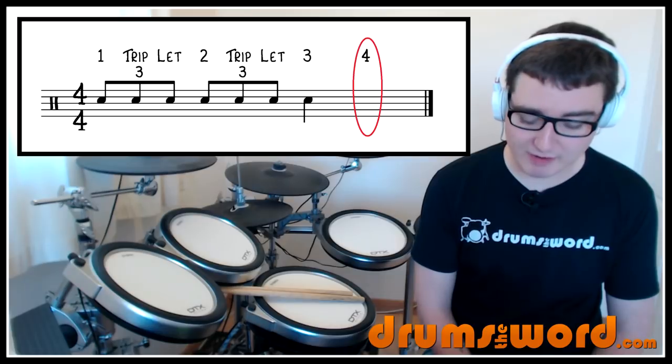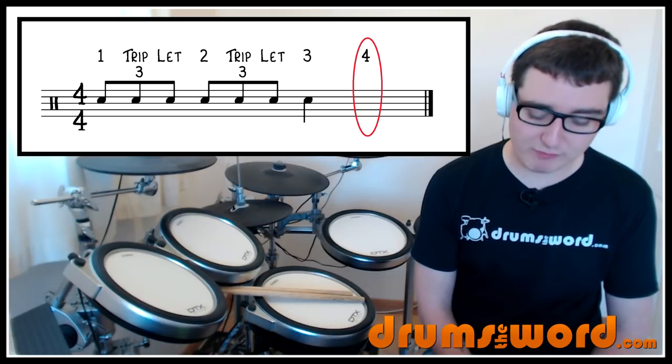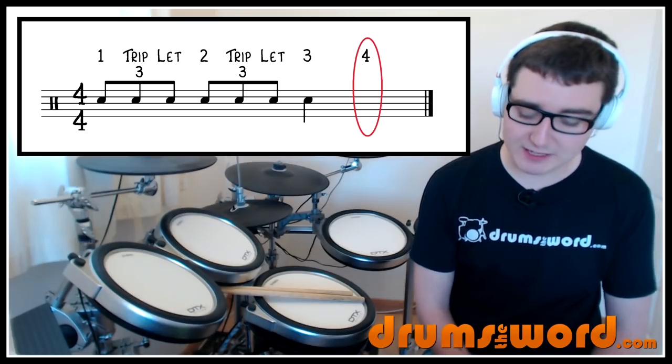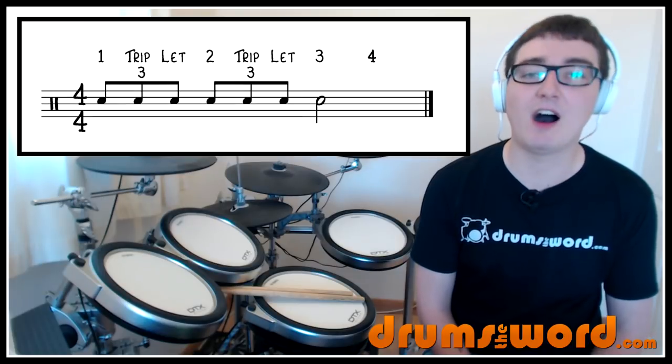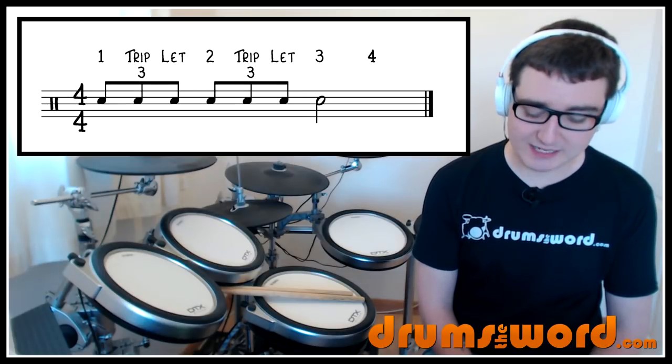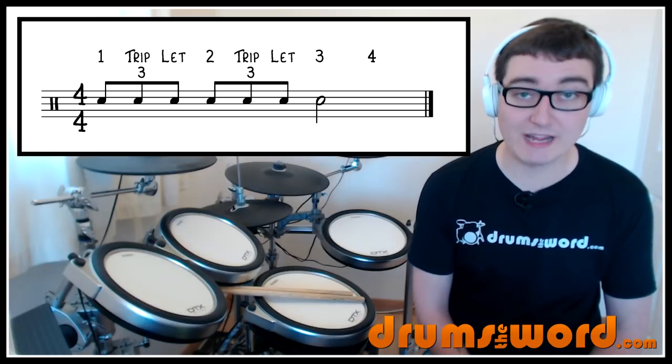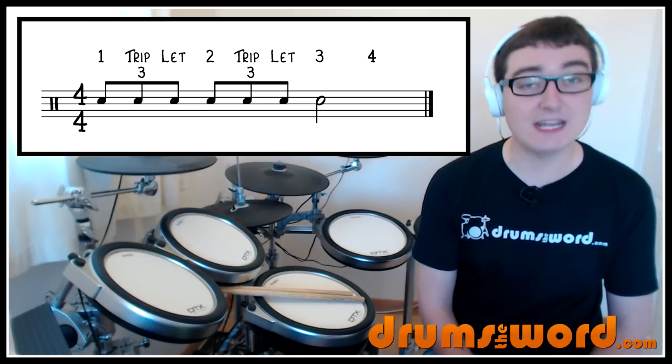We could use something called a rest to fill beat four, but we'll talk about rests later on in this lesson. For now, let's just replace the quarter note on beat three with a half note instead. This now takes up the duration of both beats three and four, because a half note is equal to two quarter notes.